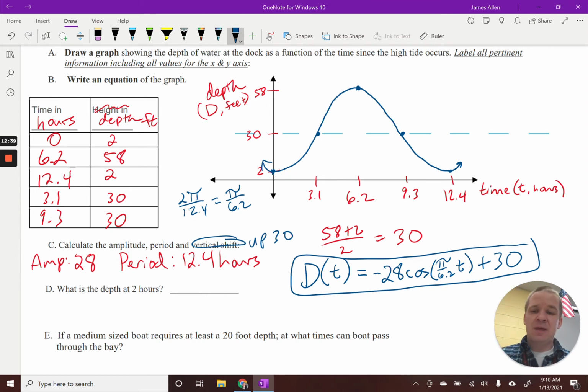So what is the depth at 2 hours? Well, how can we figure that out? I'm going to bust out my TI-84 and I'm going to plug this in. Now remember, we did calculate this with radians, so we do want to be in radian mode when we're figuring this out. So make sure you adjust that to radians right now before you plug it into your calculator.